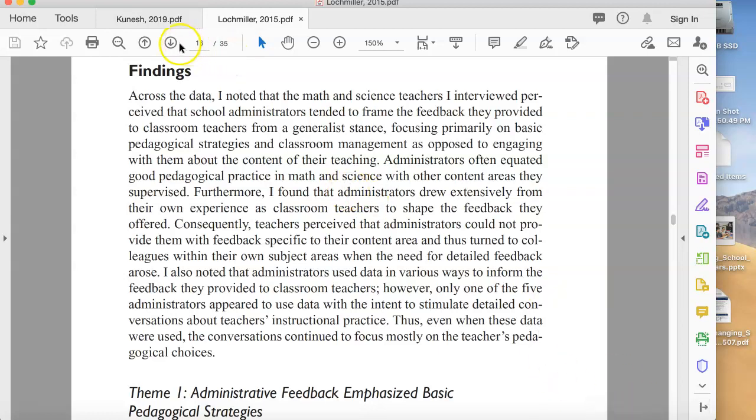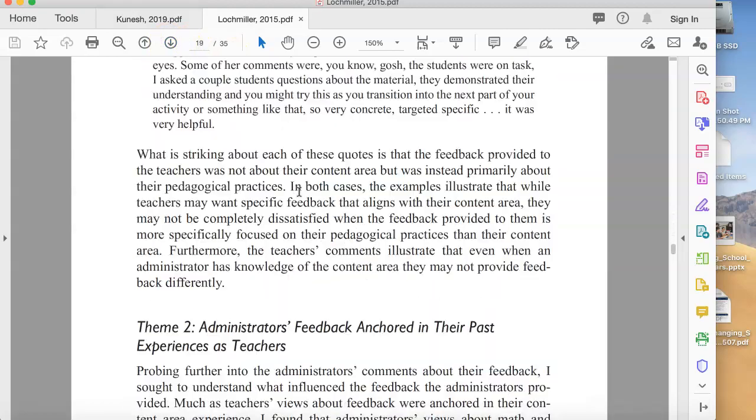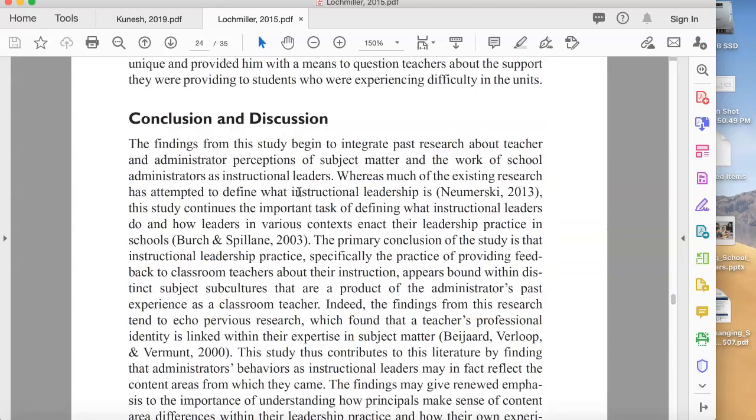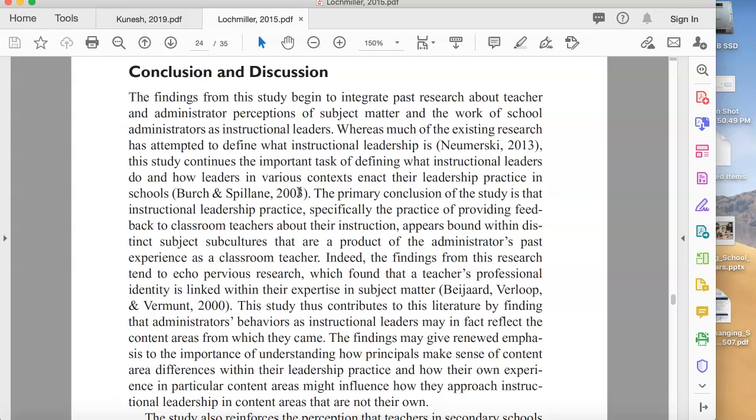And then I would skip, jump down to the discussion. The discussion is where the author is going to say, this is the new information that we have learned from my study, and this is how my study contributes to existing conversations. So some findings may be consistent with prior research, some findings may be totally different.